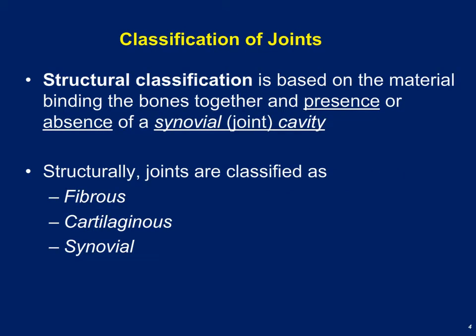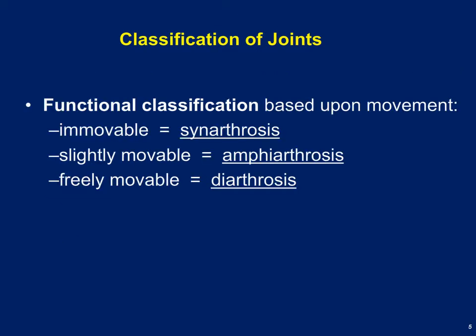As I said in the last slide, the structural classification for a joint is based on the material that is used to bind the bones together and also the presence or absence of a synovial cavity. So structurally, joints are classified into 3 categories: fibrous joints, cartilaginous joints, and synovial joints. On the other hand, the functional classification of a joint is based on its degree of movement.